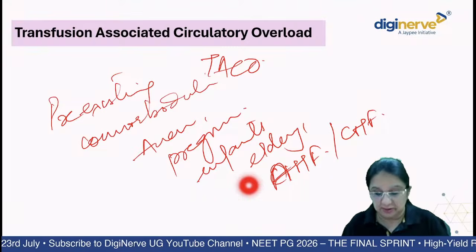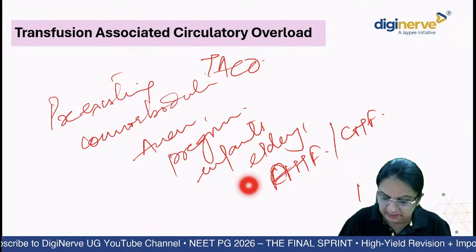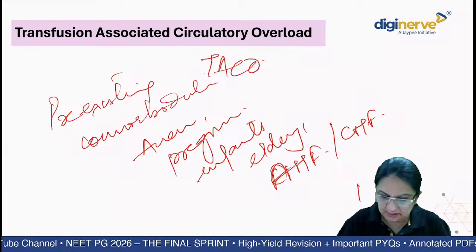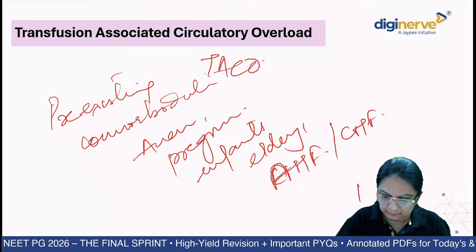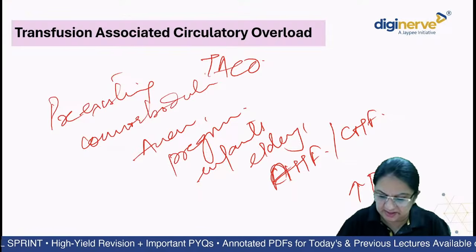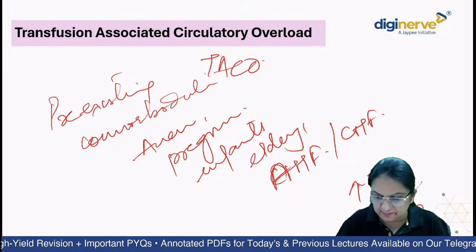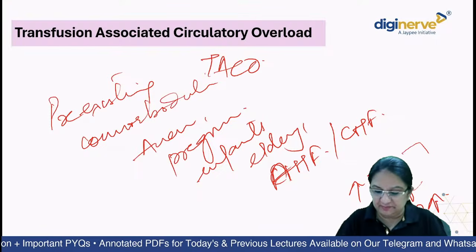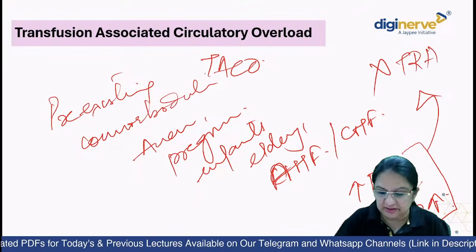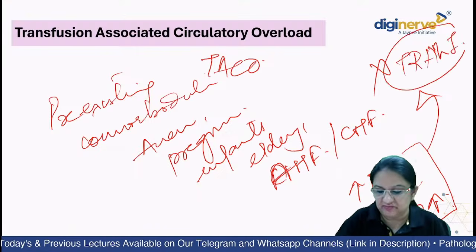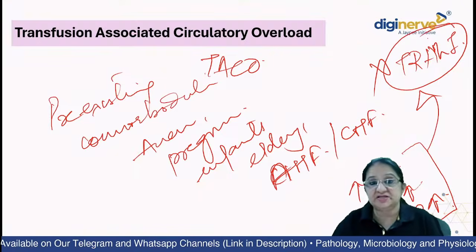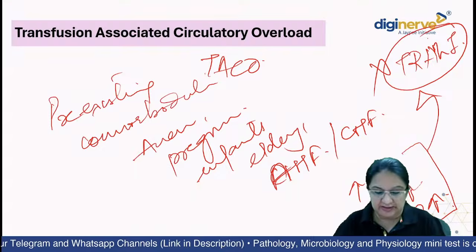The patient usually presents with increased blood pressure, JVP would be raised, and BNP would be raised, right? All of them would be raised, which will not be there in transfusion-related acute lung injury. This is a very important differentiating feature. JVP and BNP would be raised in TACO, but not in TRALI, right?